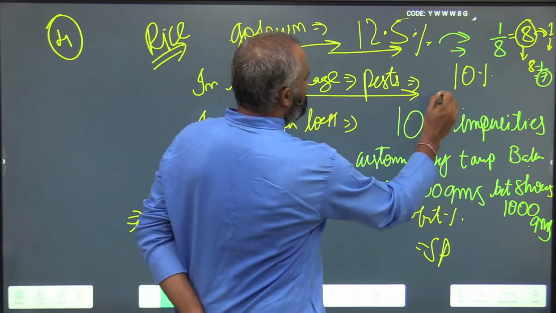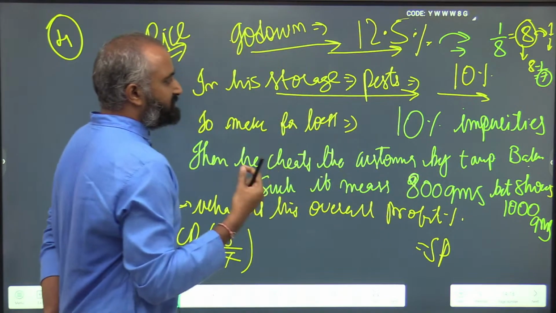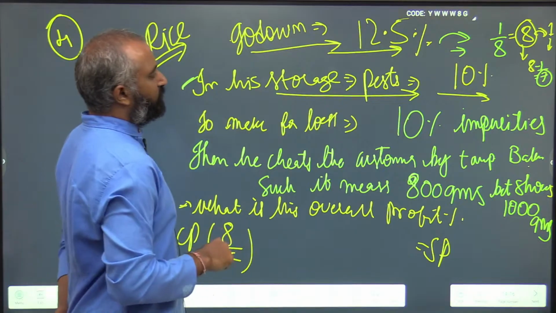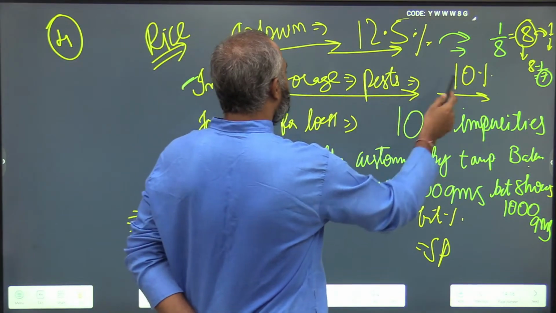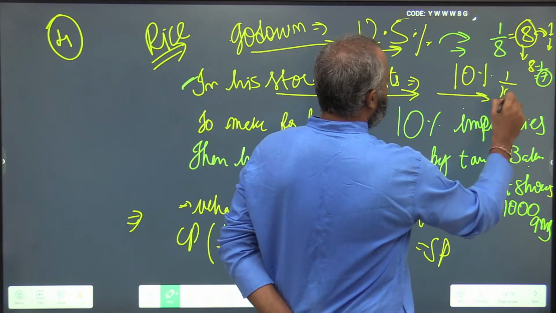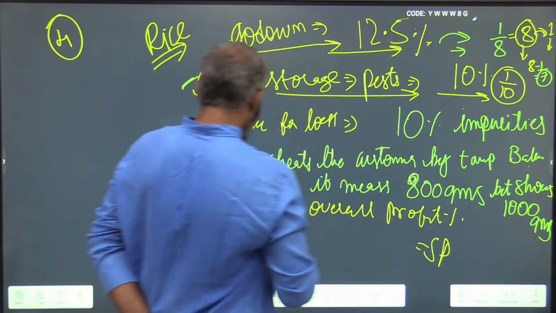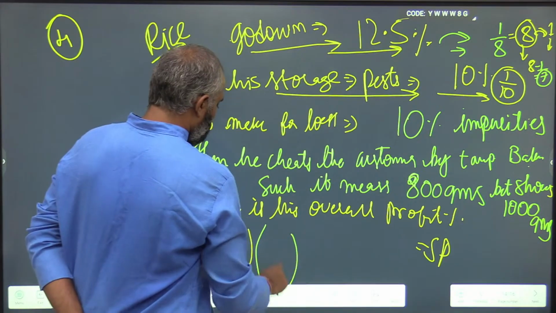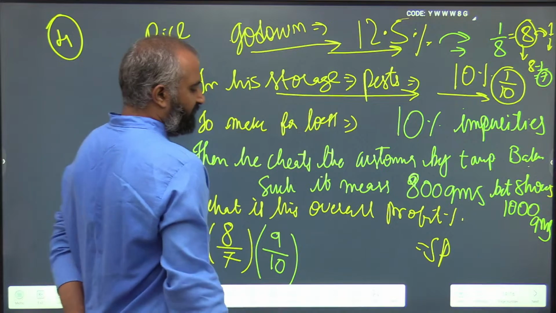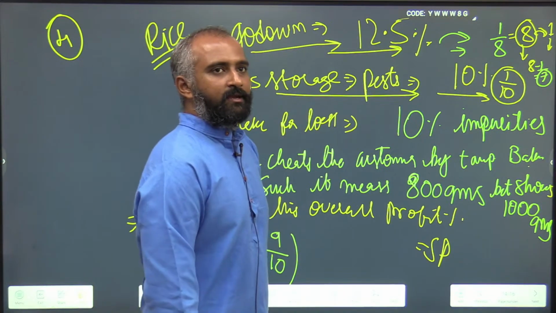Because of PES, he loses 10%. Tell me, is this a profit making move or a loss making move? Because PES have eaten this, it is loss making. So 10% is 1 by 10. Since this is loss making, the factor will be 9 by 10.